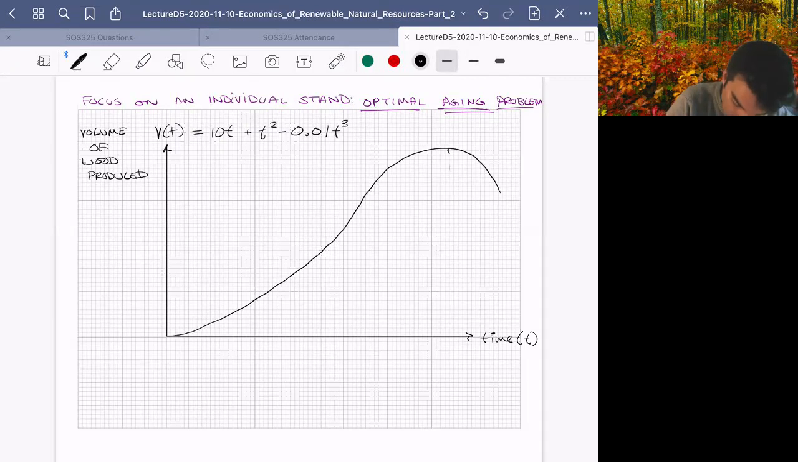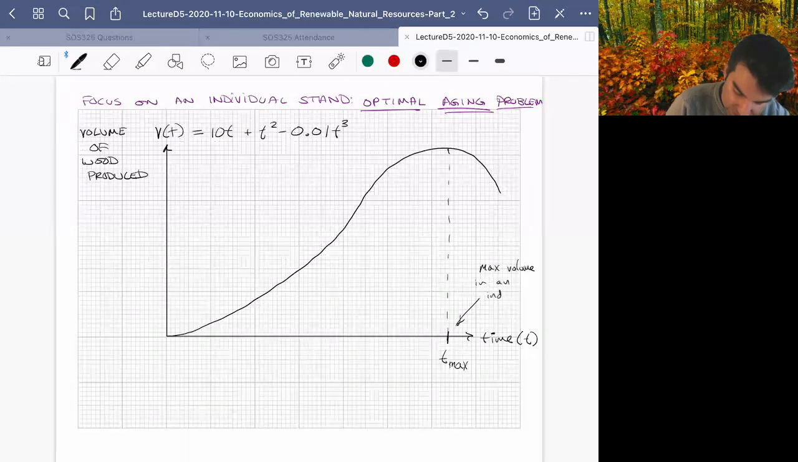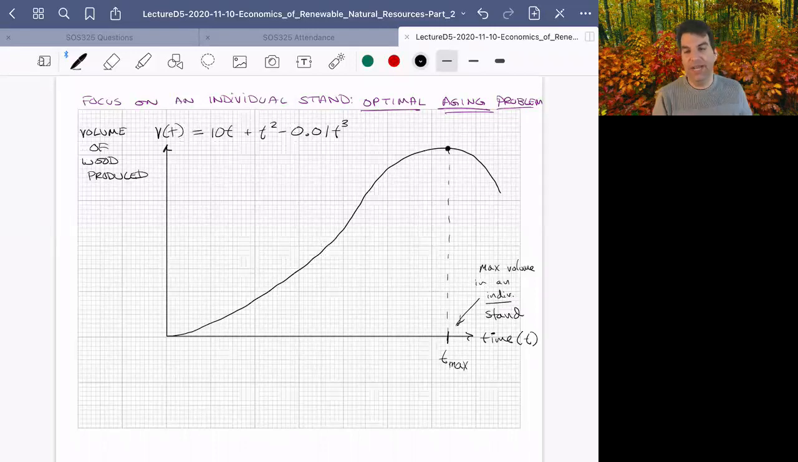where we have some point here, T max, I'll call it. And at T max, you have the maximum volume in an individual stand. So if you wait this long, then you get this maximum volume. And now if I think about this, what does T max correspond to?